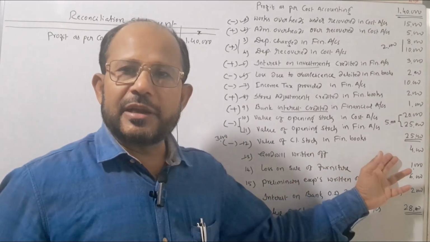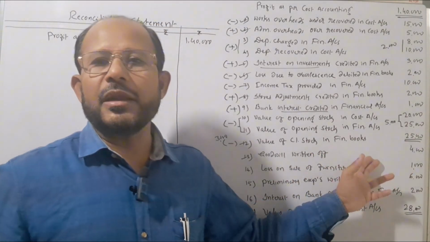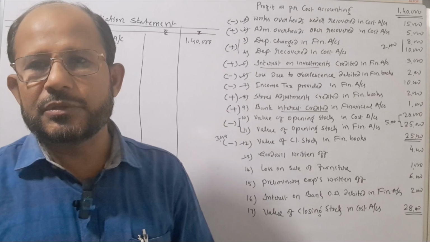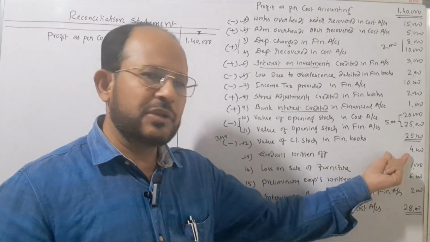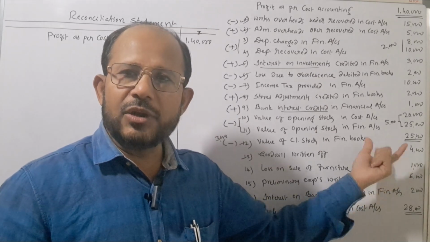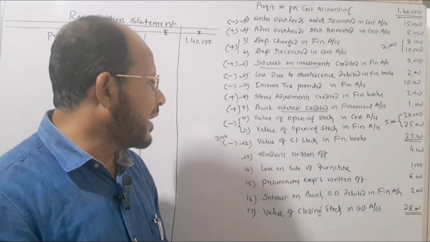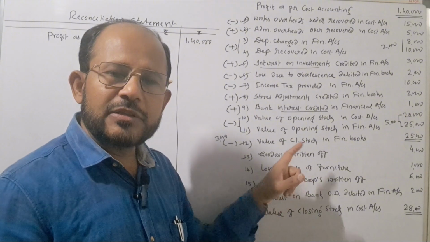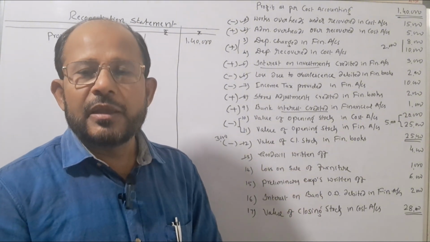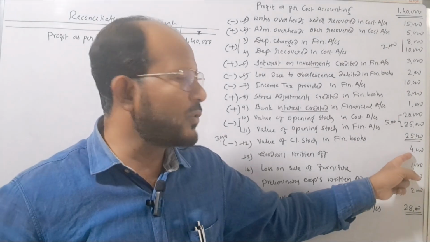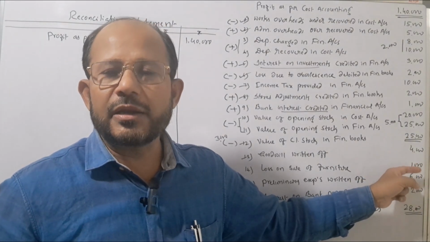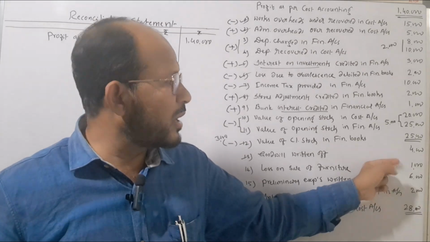Next one is goodwill written off. Here nothing is mentioned. Goodwill is written off where? In financial books. It is understood. If goodwill is written off in financial books, then this entry is not made in costing accounts. What is the impact of this on the profitability of cost accounting? In cost accounting, profit will increase, because this rupees 4,000 is not deducted from the cost accounts.